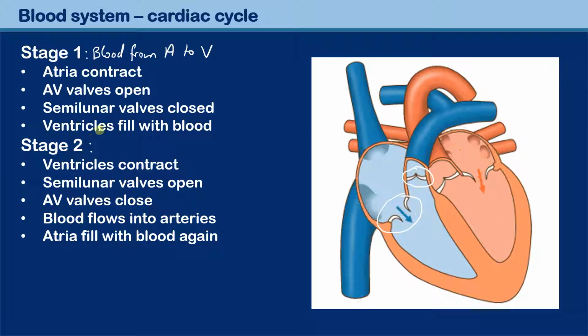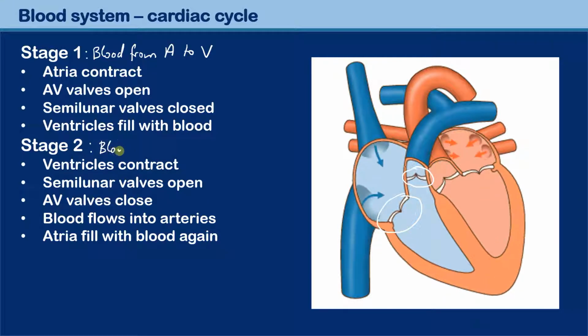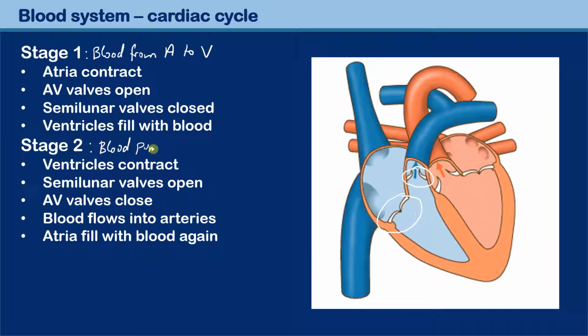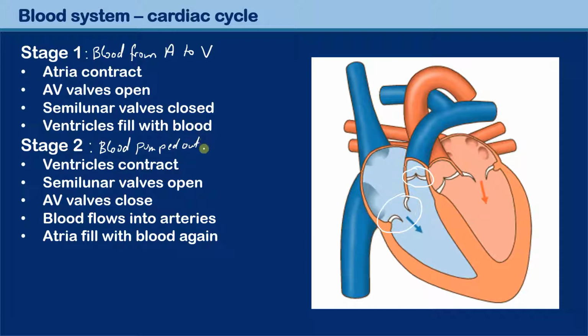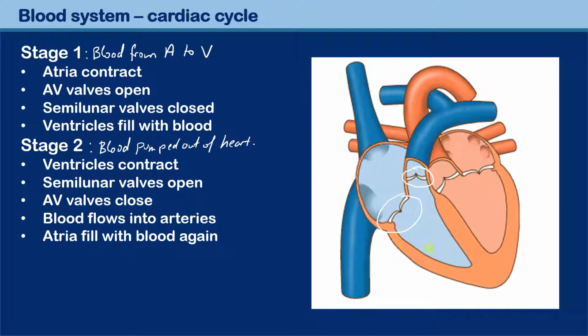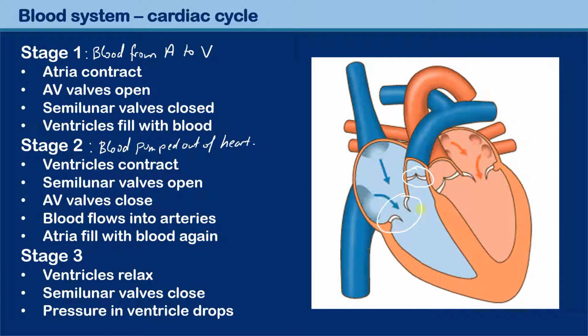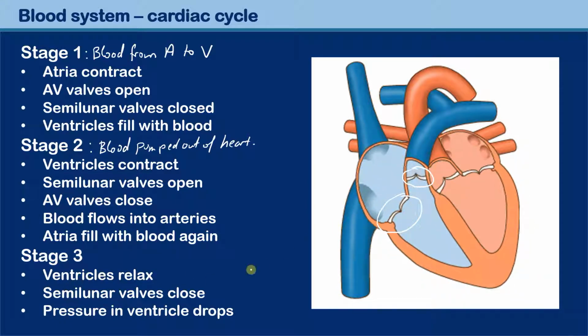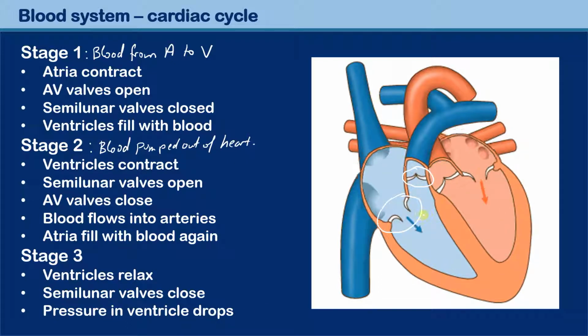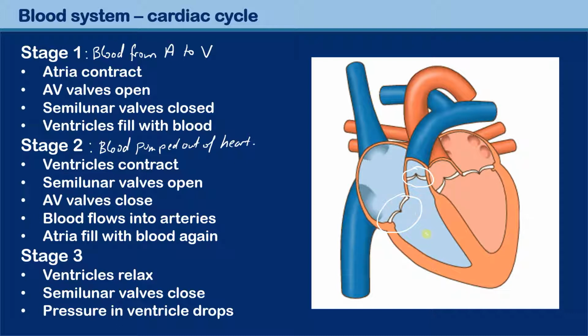So in stage two, you can basically remember, the blood is pumped out of the heart. And this can only happen when the ventricles contract. From this, several other things follow, like the opening of the semilunar valves, the closing of the AV valves, and so on. The last stage is that the ventricles relax after the blood has been pumped out. The semilunar valves therefore have to close because the pressure in the ventricles drops again. This is an important prerequisite so that new blood can flow from the atria into the ventricles, because blood always flows from a place of higher pressure to a place of lower pressure.